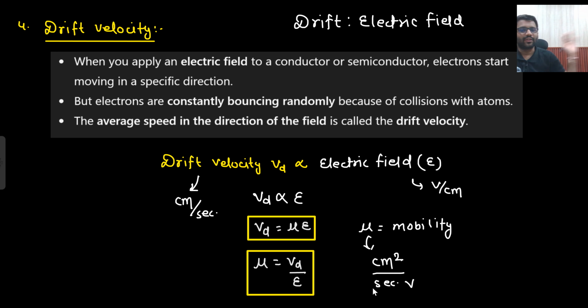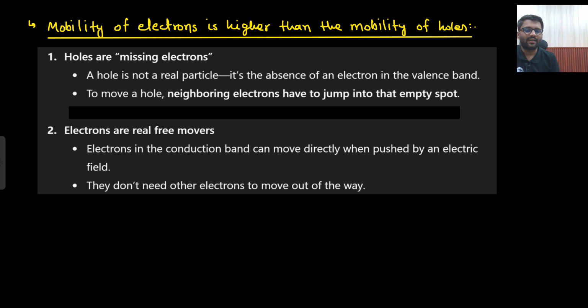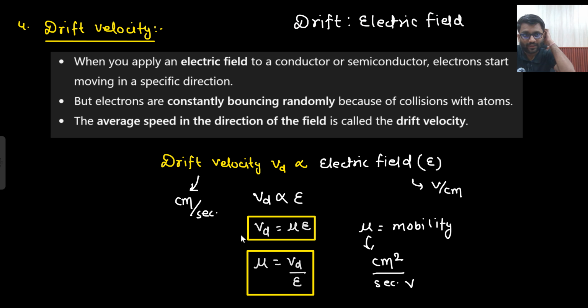So Vd is equal to mu E. Till this point, only two formulas are there: mu is equal to q tau by m, and Vd is equal to mu E. But only formula is not important, the concept is also important. What is the meaning of drift velocity? Whenever I say drift, that means electric field.